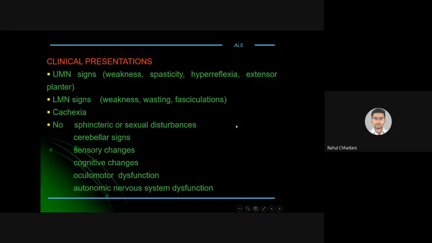Coming to clinical presentation, what all things do you observe in a patient with such a condition, ALS? As we already know, there is affection of UMN as well as LMN. For UMN signs and symptoms, there is weakness, spasticity, hyperreflexia, and an extensor plantar response, that is, Babinski sign will be positive. For LMN signs, there will be weakness, wasting, and fasciculation.